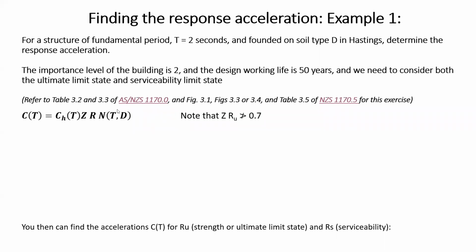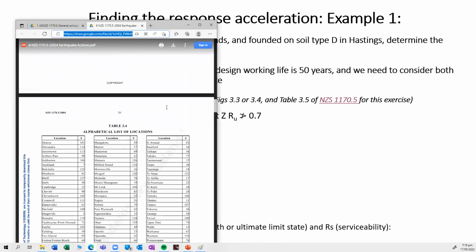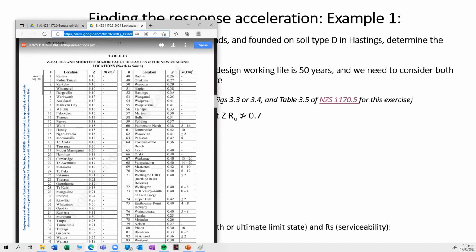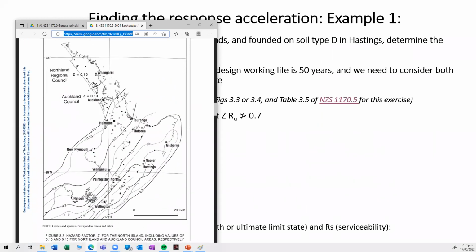Hey guys, we can find it in pretty much any order. So what we do is say if we wanted to find Z, right? That's the site hazard factor. What we do is we can go to this map here. Okay, well, we can use a table as well. So if you look at Hastings, it's 0.39, okay? And you can also find it from the contours here. So you can see Hastings, close to Napier, 0.3 there, 0.4, it's about 0.39. Okay, so your Z will be 0.39.